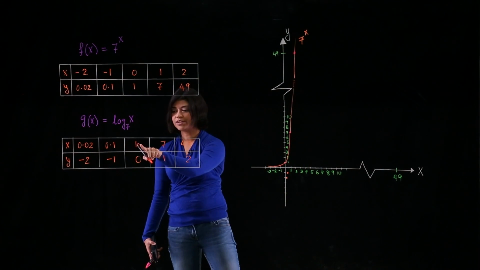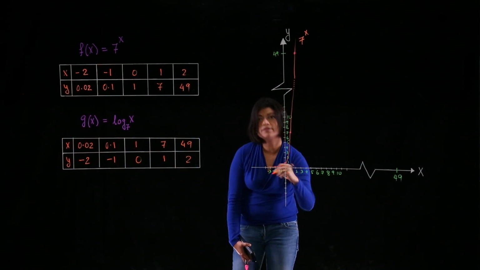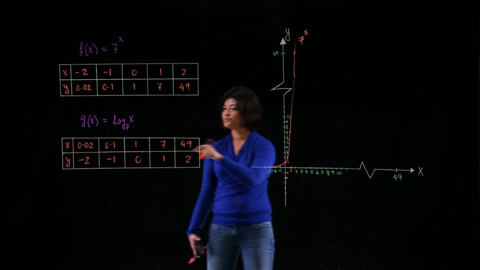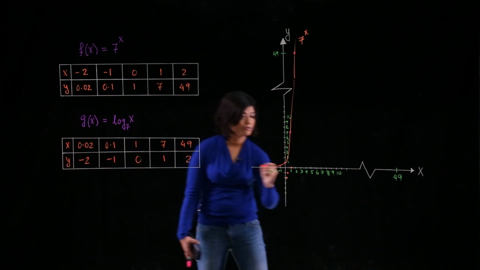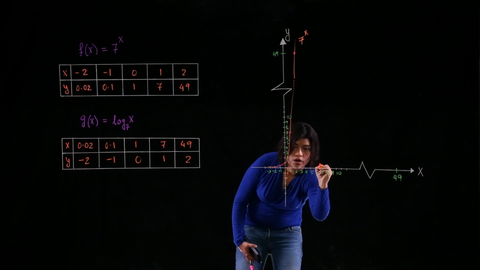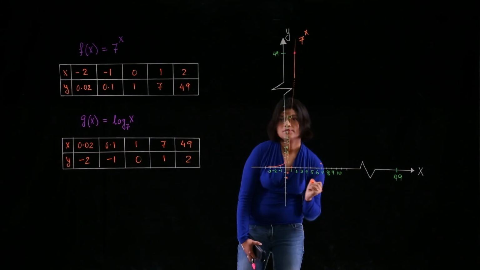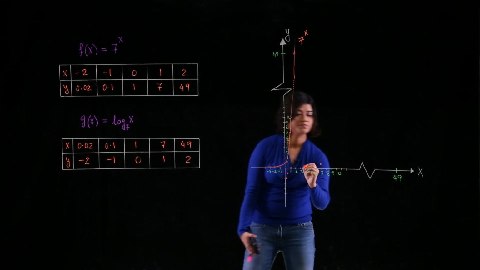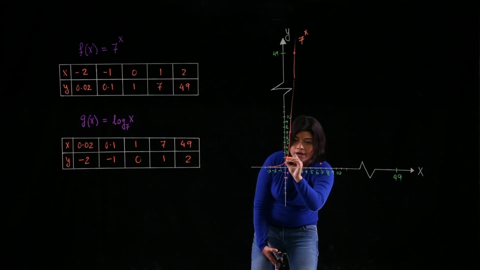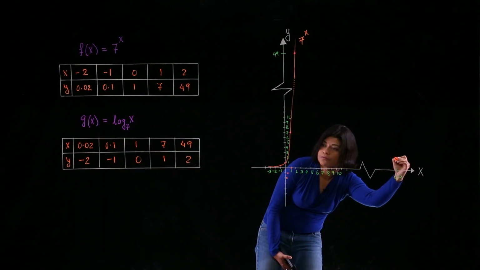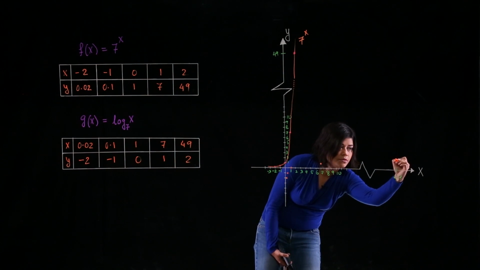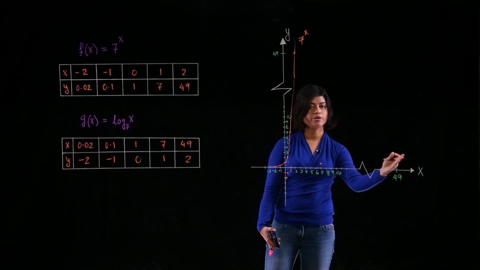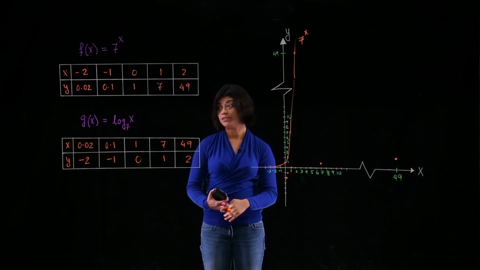Okay, continue. Third point is 1, 0. So at 1, the graph will cross x-axis. At 7, y is 1. So x is 7, y is 1. Somewhere here. And then when x is 49, y becomes 2. So go all the way up to 49 and y is 2. So about this point. Okay, so you join these points and you get the graph of the logarithm function.